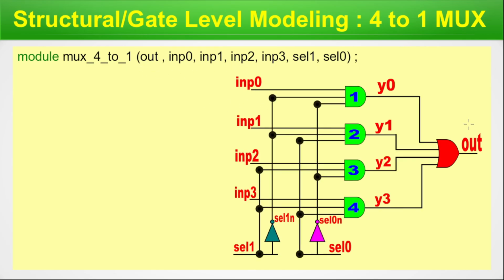So you can see this is the out, input 0, input 1, input 2, input 3. Here we define 0, 1, 2, 3. And we have select 1 and select 0. This is the circuit, and we have defined the corresponding ports.